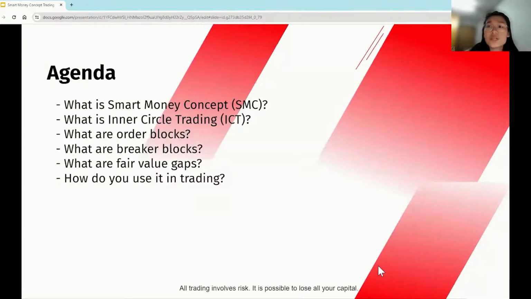So here's our agenda for today. We are going to do a brief intro to SMC and then ICT, because SMC is a kind of extension to ICT. Then we'll look at order blocks, breaker blocks, fair value gaps, and how exactly to use SMC in your trading. If you have any questions throughout the webinar, feel free to pop them into the chat. Let's go ahead and get started.